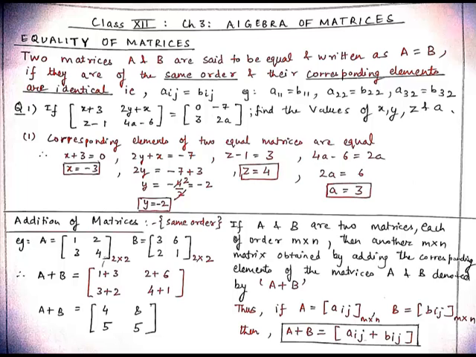So now we will add the first element of matrix A, which is A11 equal to 1, with the first element of matrix B, which is B11, that is 3. So 1 plus 3 is equal to 4. Similarly, students, 2 plus 6 is equal to 8, 3 plus 2 is equal to 5 and 4 plus 1 is equal to 5. So from here, we conclude that if A and B are two matrices, each of order m cross n, then another m cross n matrix obtained by adding the corresponding elements of the matrices A and B is denoted by A plus B. The order must be the same.